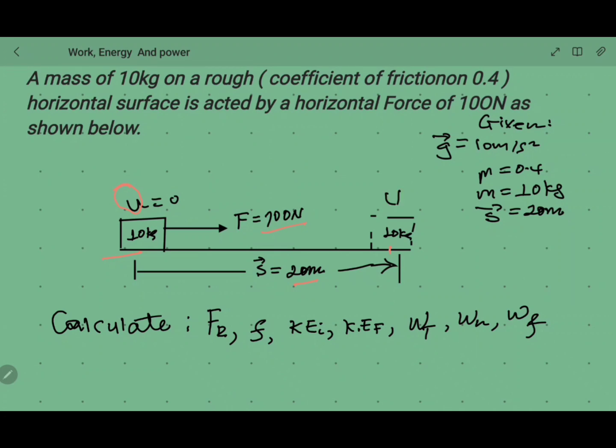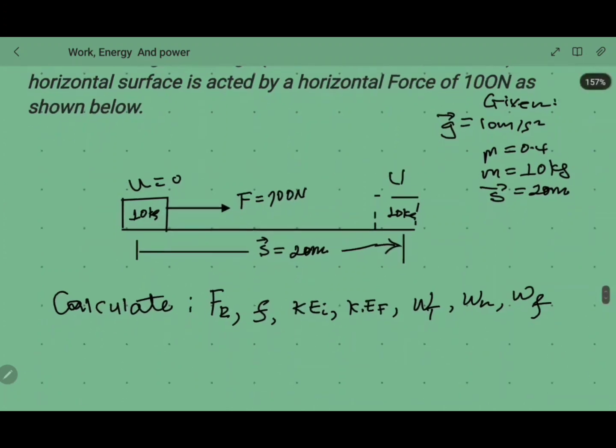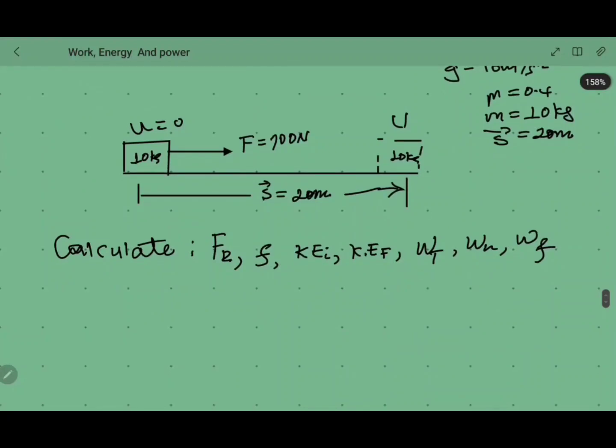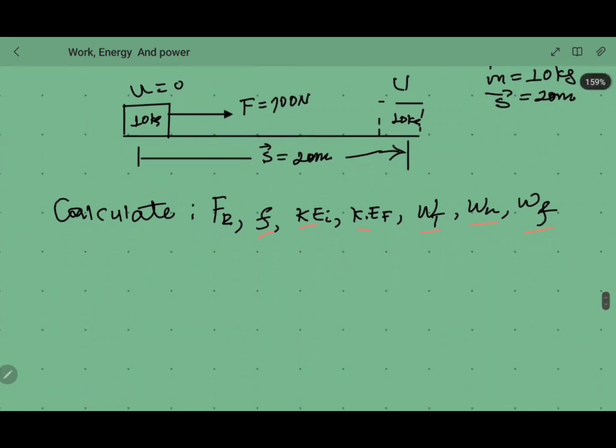So this is given. The things we are going to find out are the resultant force, the frictional force, the kinetic energy initial, the kinetic energy final, the total work done, the net work done, and the work done against friction. Let's start with the frictional force. It's better to start with the frictional force.